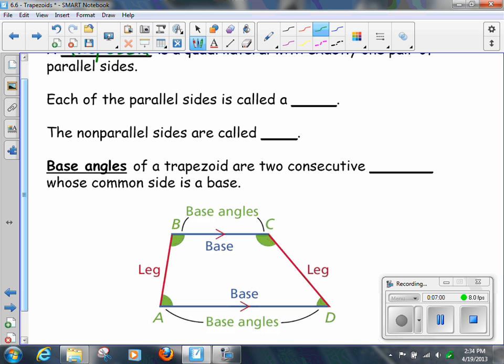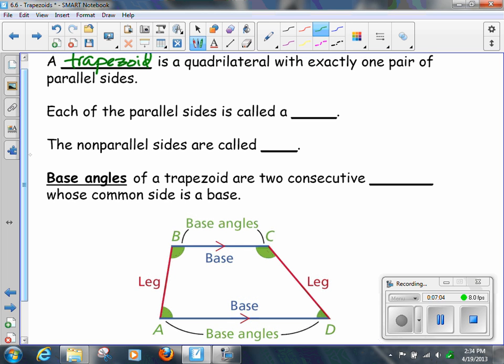That to me is what a trapezoid looks like. Now, that means the top of it has to be parallel to the bottom of it. Each of the parallel sides is called a base. I refer to them as a top base and a bottom base. Please write this down. Okay? Top base and a bottom base.